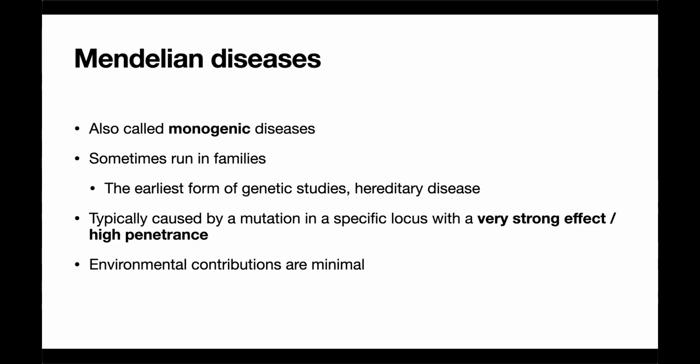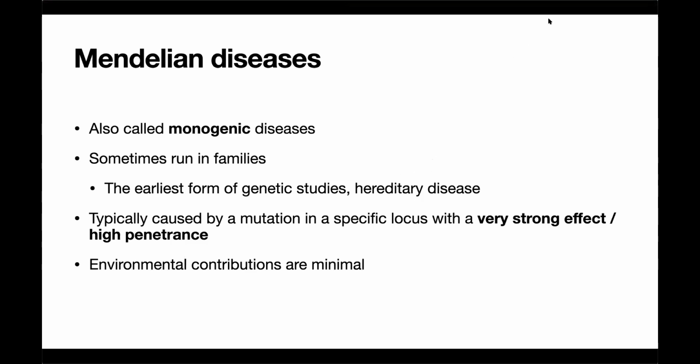Some of the simplest diseases, and actually, if you go to the Science paper that has to do with SARS-CoV-2 and interferon deficiencies, it is genetically very simple. It deals with so-called Mendelian diseases. Mendelian diseases are called so because they follow the Mendelian inheritance pattern, which means you can explain their inheritance patterns through the variation of a single locus. They're called monogenic diseases. They sometimes run in families. They were also the earliest form of genetic studies, the study of hereditary disease.